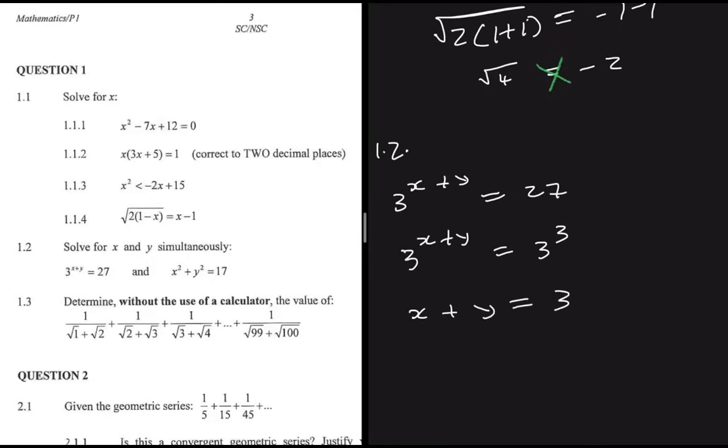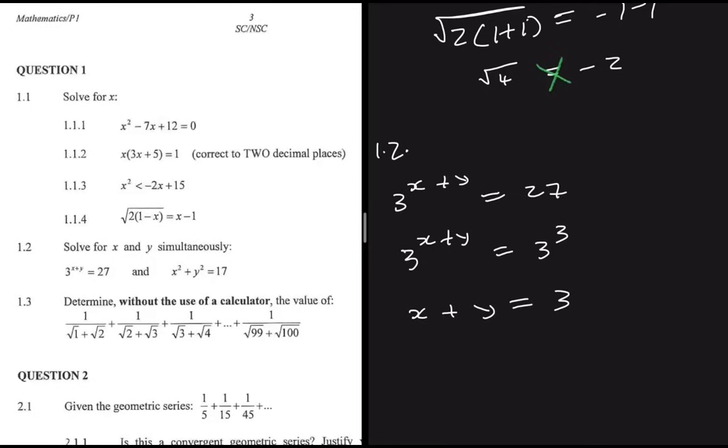And then 1.2. So for 1.2, we're supposed to solve for x and y simultaneously. And then we're given 3 to the power x plus y is equal to 27, and x squared plus y squared is equal to 17. Let's see if we can manipulate these first before moving to the second equation. So it's easy to see that we can write this as 3 to the x plus y being equal to 3 to the power 3. So x plus y is equal to 3, right?